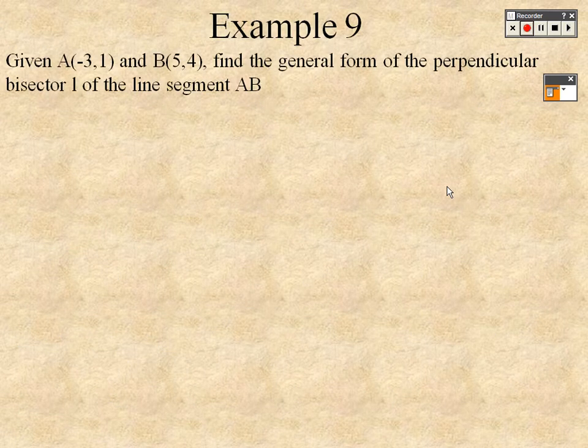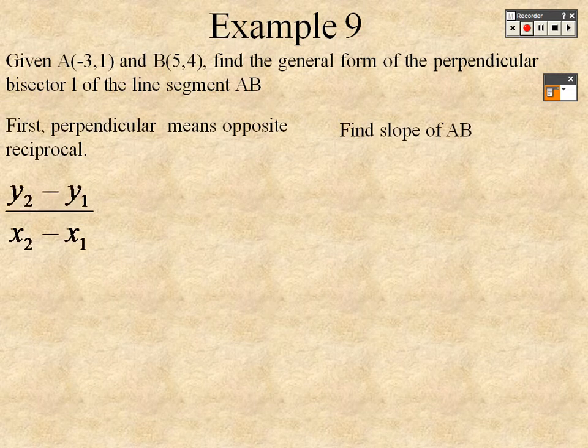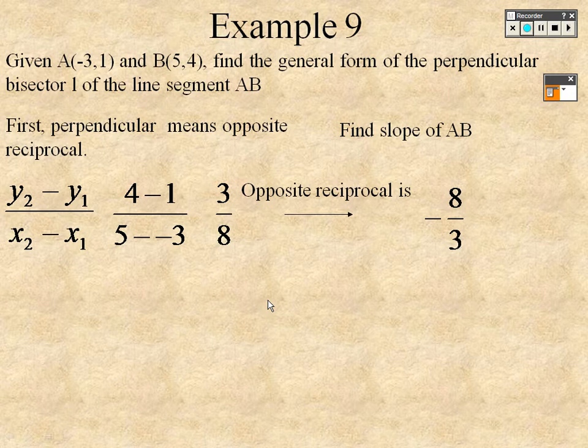So you have a line given A and B. Find the general form of a perpendicular bisector of the line segment AB. So first, perpendicular means opposite reciprocals. So I need to find the slope of AB. That is change in y, so 4 minus 1, over change in x, 5 minus negative 3. So that is 3 over 8. So there's the slope, which means the opposite reciprocal is negative 8/3.